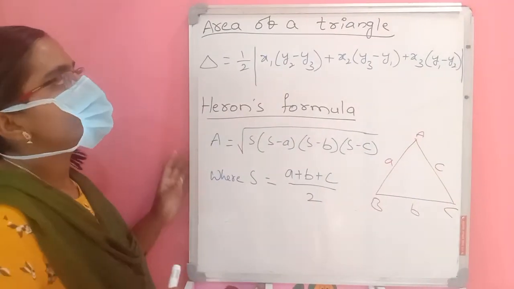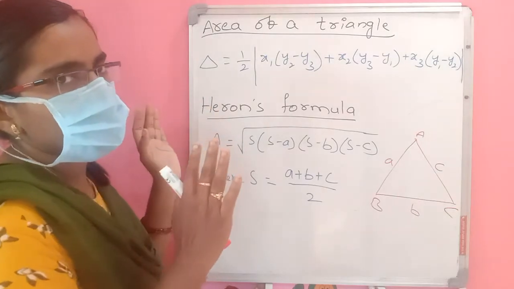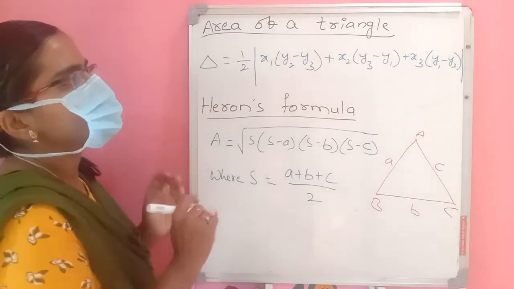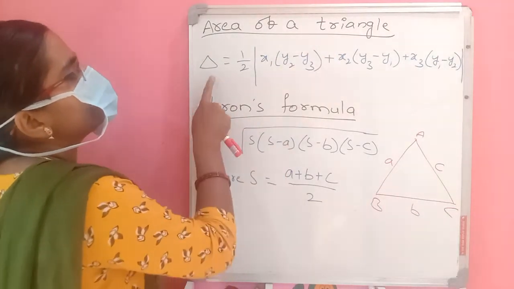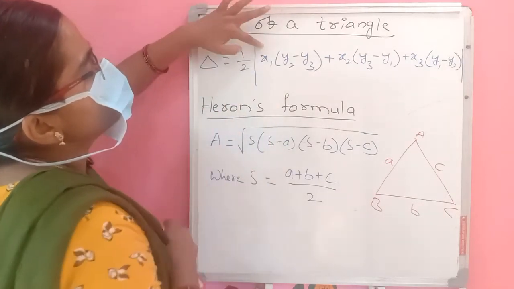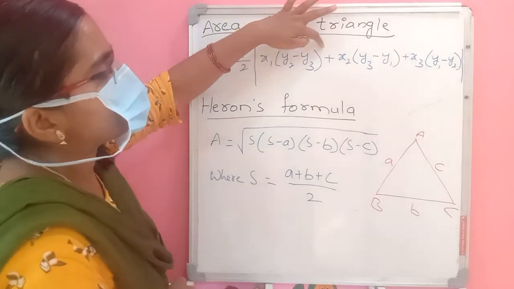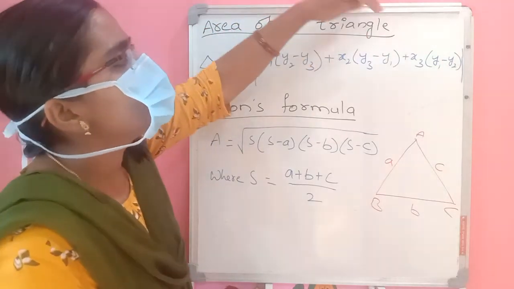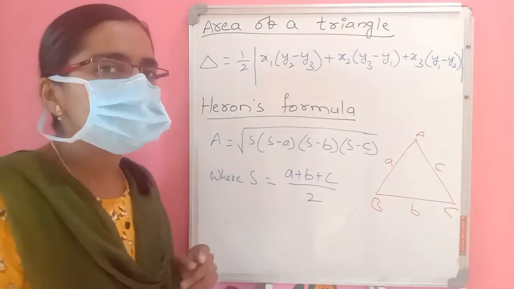Next we have the area of a triangle. With the same vertices (x1, y1), (x2, y2), (x3, y3), the area of the triangle is equal to half into the modulus of x1 into (y2 minus y3) plus x2 into (y3 minus y1) plus x3 into (y1 minus y2).